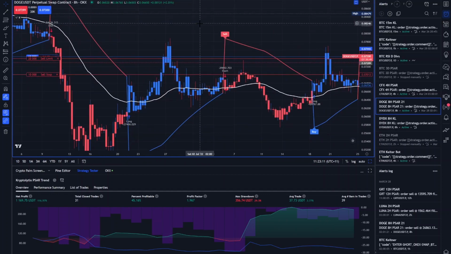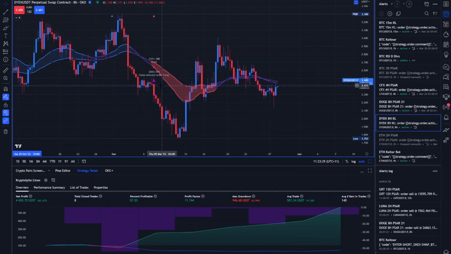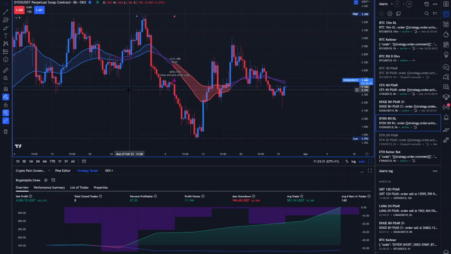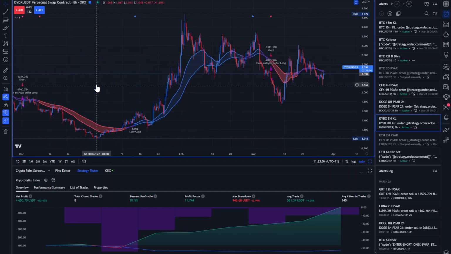So anyway, my favorite strategy for DYDX so far has been the KL lines, or the KLs, which is Kryptolytix lines. And this basically has just been up and to the right. Very good percent profit, about 465%, 88% win rate. And so on a $1,000 account, you would now have an additional $4,650 if you just followed this strategy.